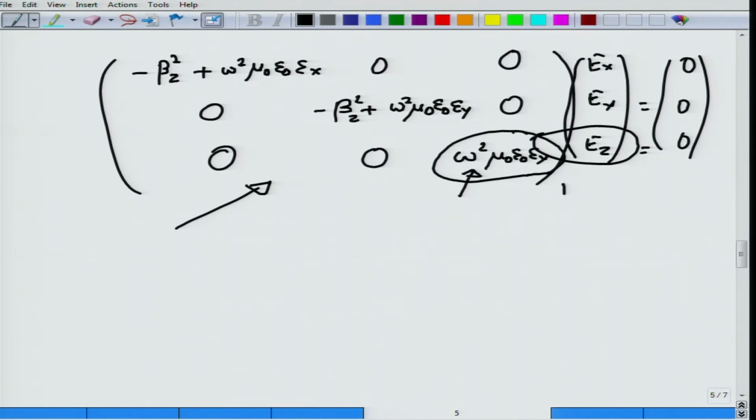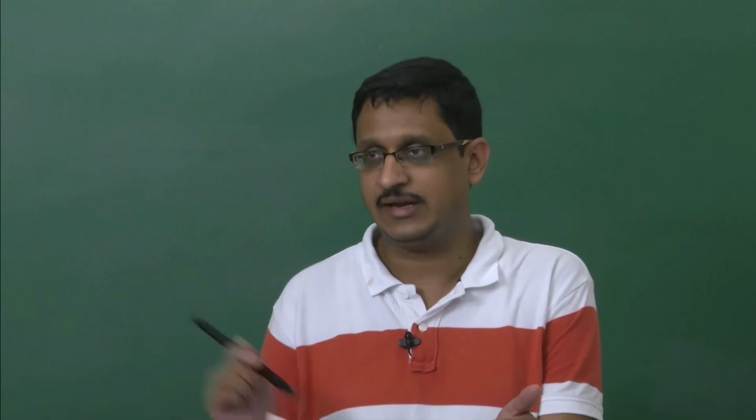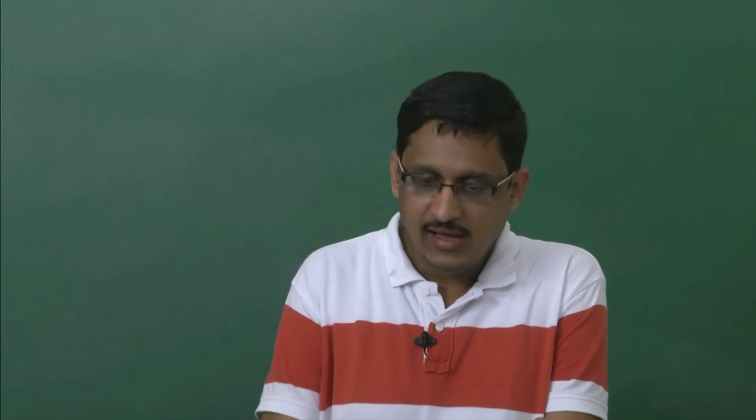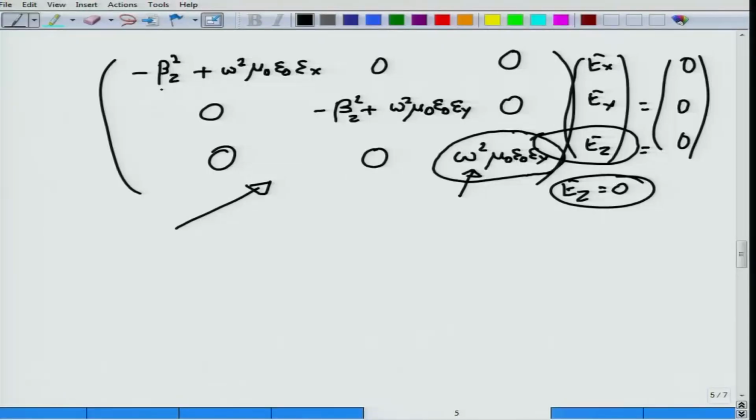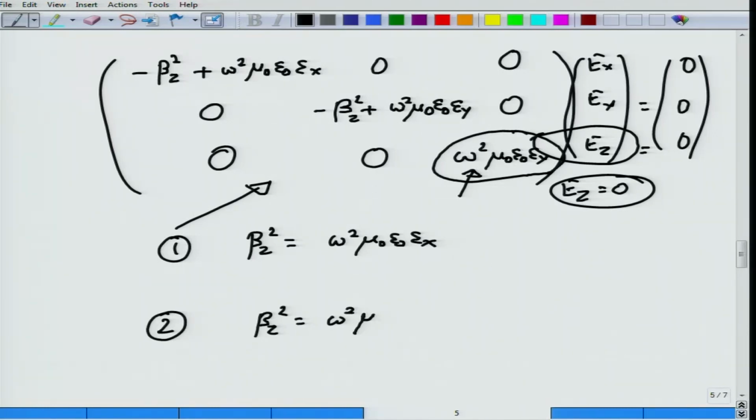So it will simply tell you that Ez has to be 0. The only non-zero terms that we are looking for is for Ex and Ey. This actually makes sense because we considered a plane wave, and a plane wave should not have a component of E along the z direction, where z is the direction of the propagation. And then you have two conditions, either beta z square is equal to omega square mu naught epsilon 0 epsilon x, this is one condition, or you have another condition which tells you that beta z square is equal to omega square mu naught epsilon y.